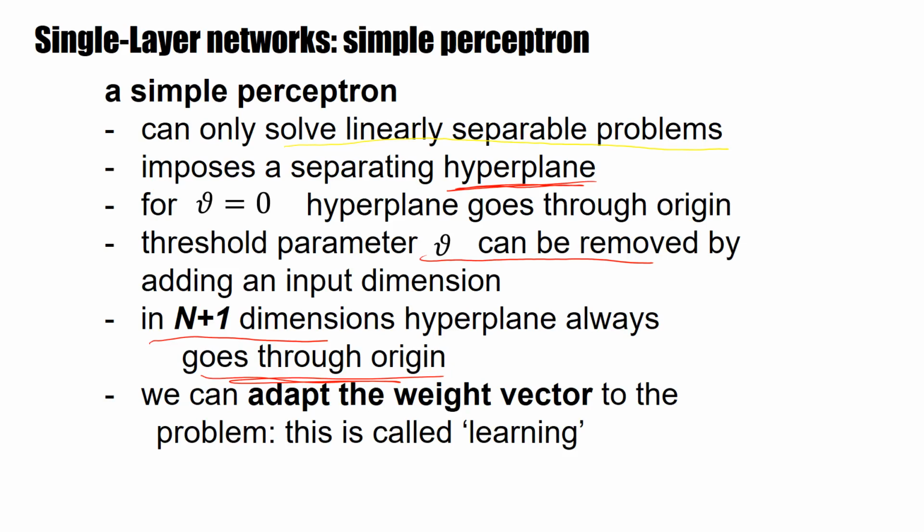Now, so far I just constructed a solution that separated the positive from the negative examples. And in the next video, I will show that we can adapt the weight vector such that it finds a solution to the problem. And this optimization of the weight vector is called learning.